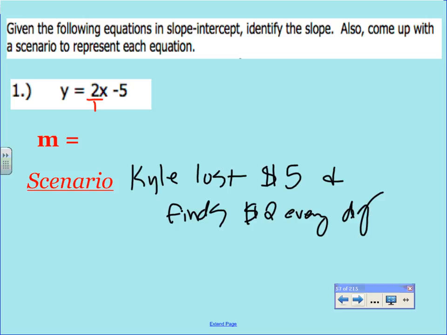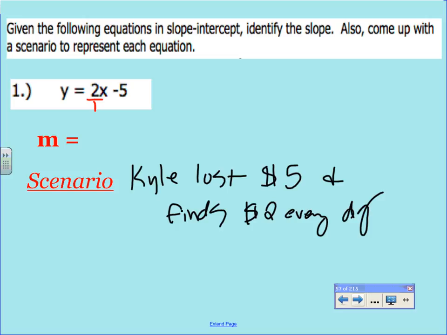Get creative with the scenarios. If we get to it, you'll make some of them for your homework tonight. Okay? You want to make sure you understand what this equation means before we actually get into graphing them. Okay? So there was one scenario. If you already had one written down, that's fine. If not, write that one down.